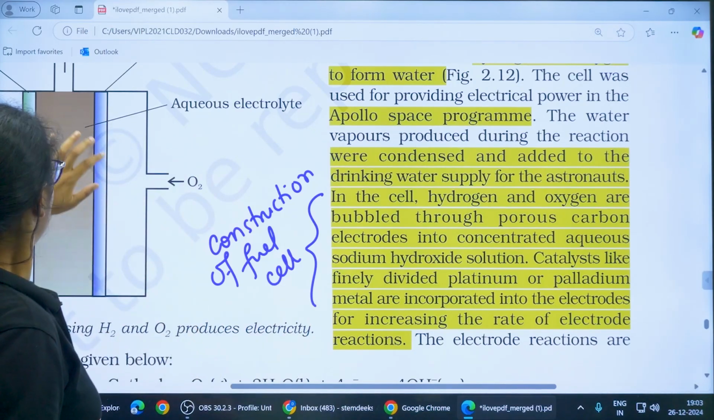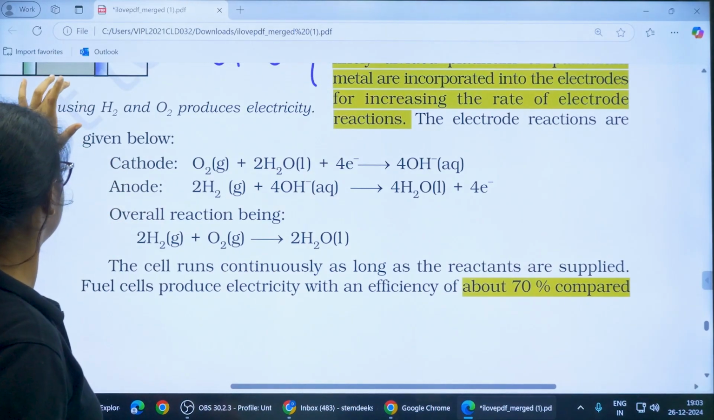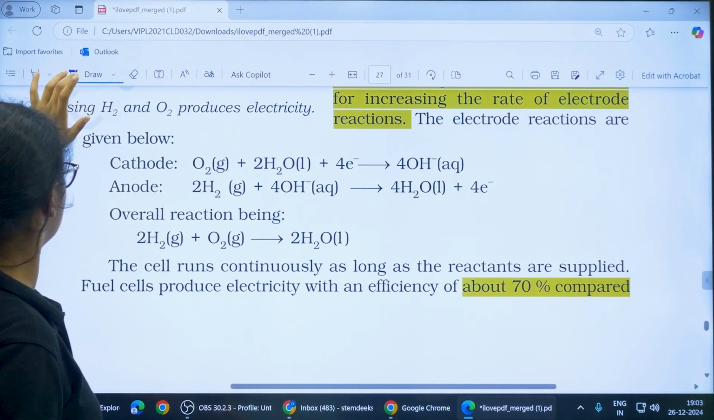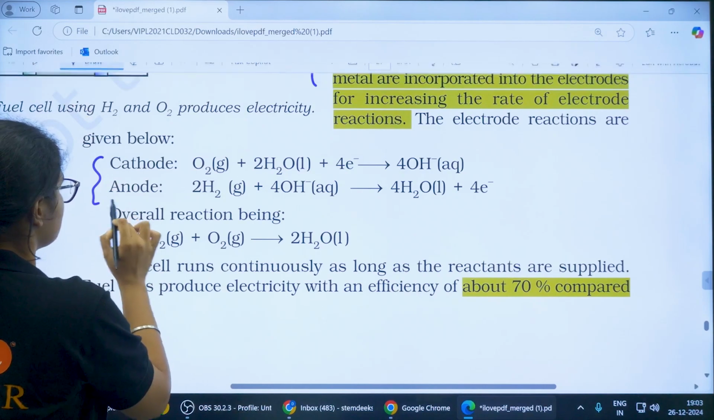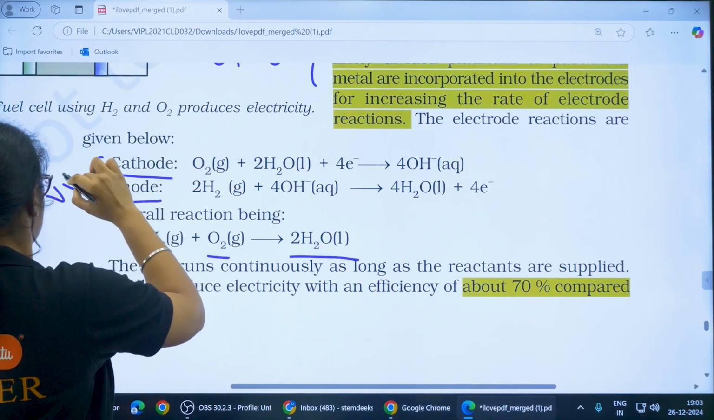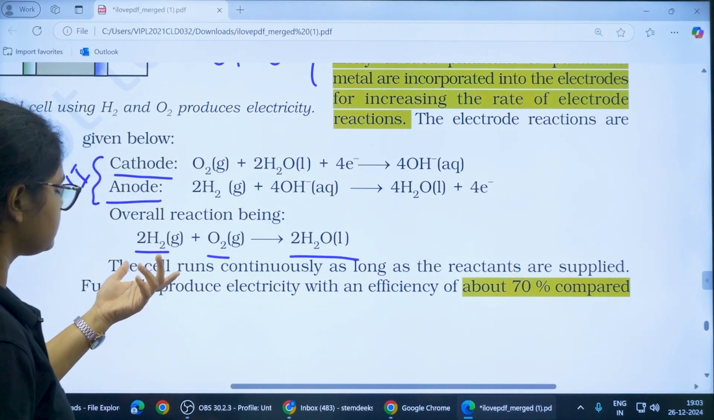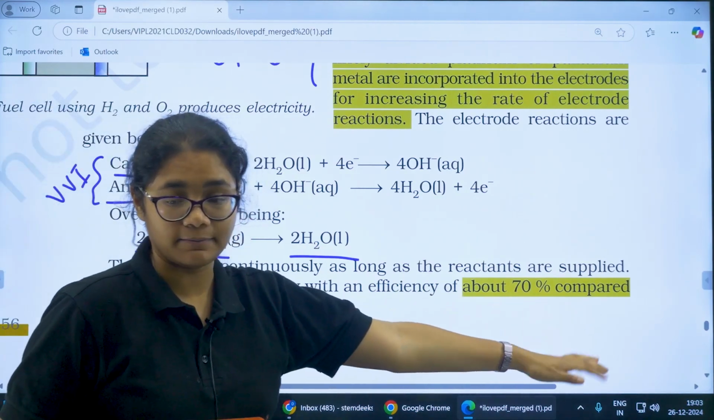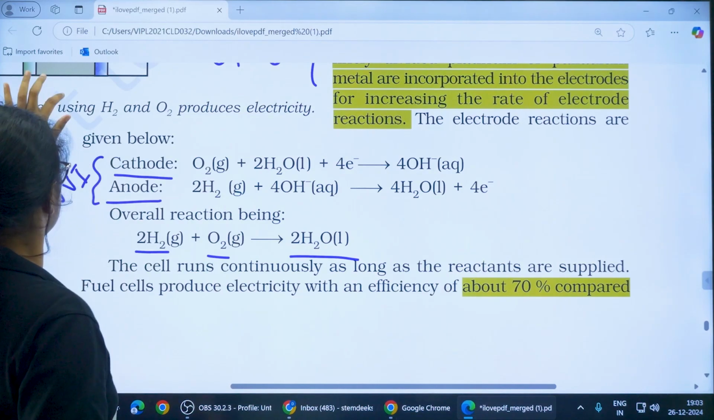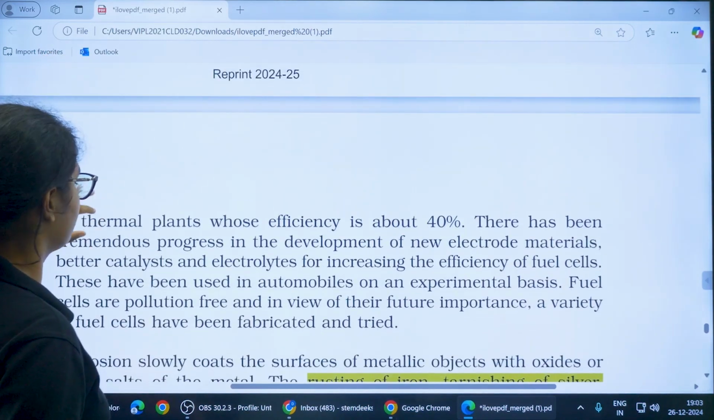Then fine, let's move forward. These reactions are also very important, these two reactions, so please do not miss them. The overall reaction is also very very important. Now coming to efficiency of fuel cells, 70% more than the normal cell. Okay, fine.